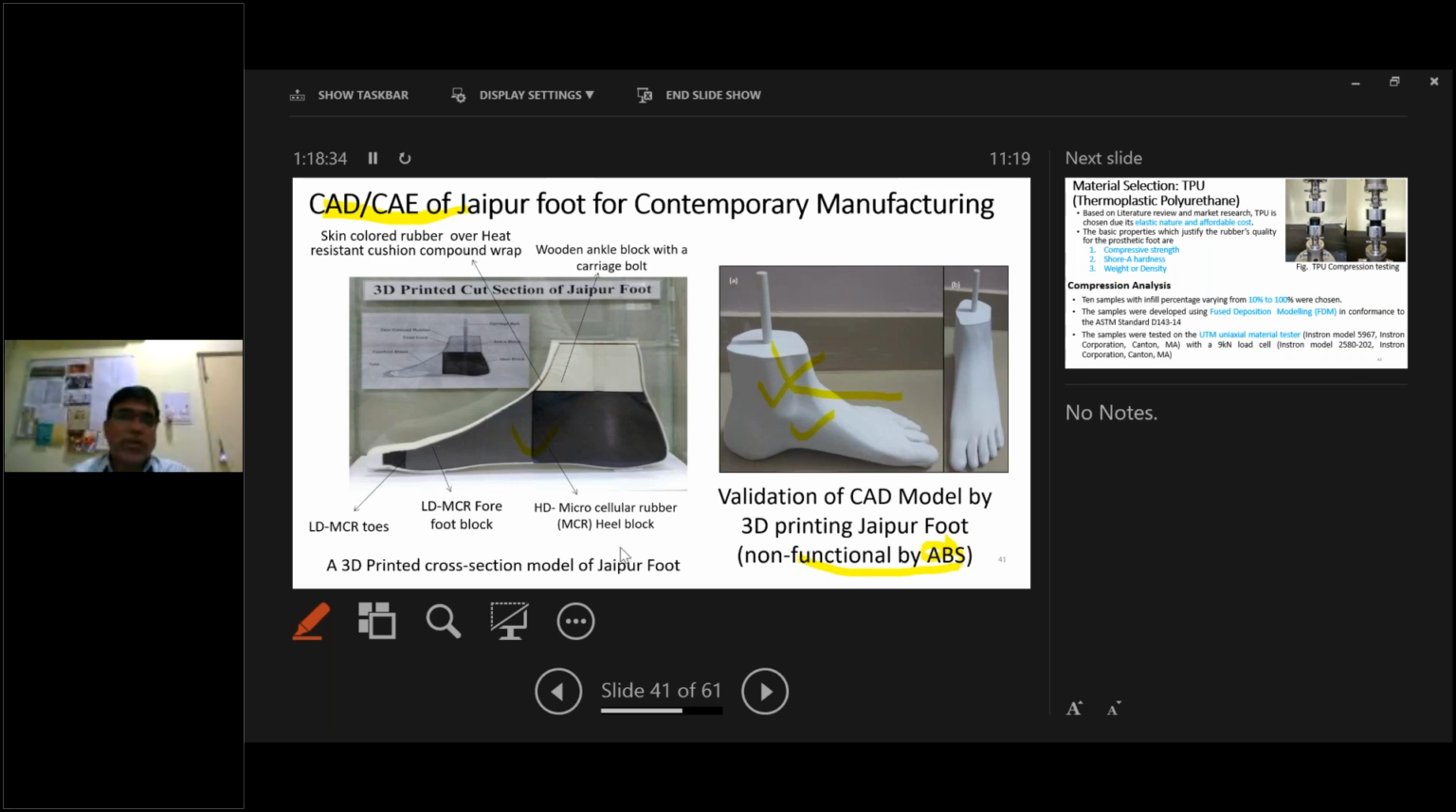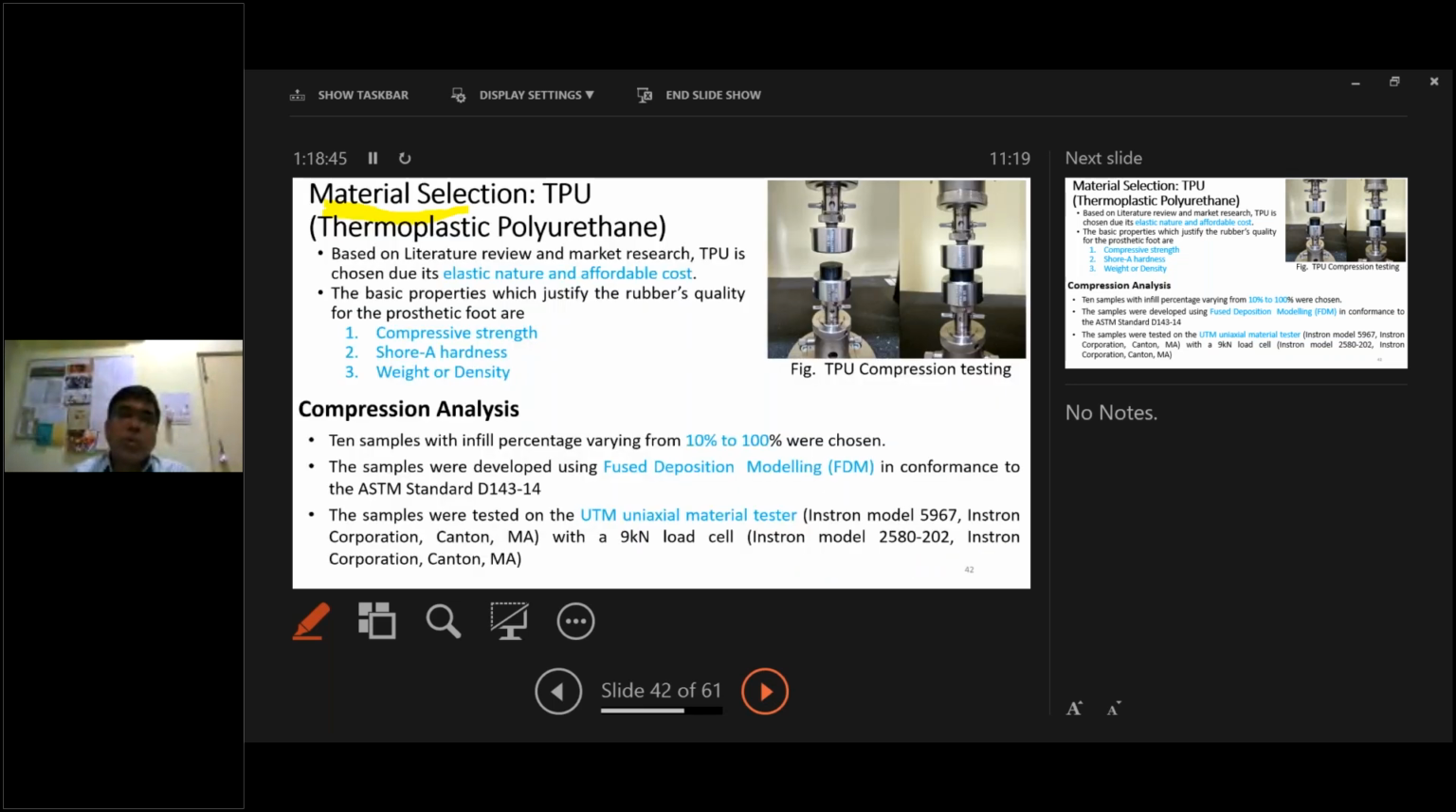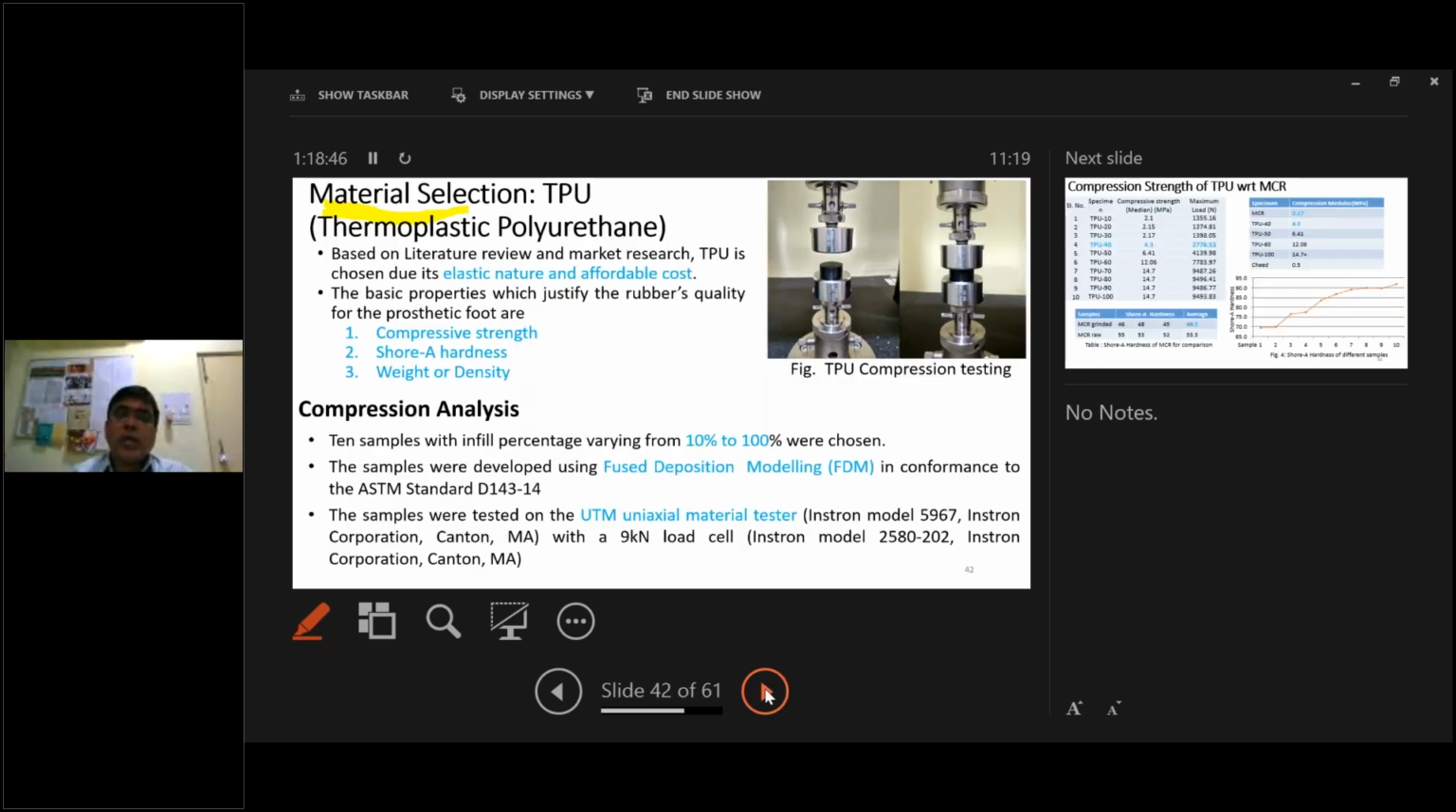Thank you. So here, what we are trying to do is model this and do additive manufacturing. Now let us move to the functionality part. For the functionality part, a new material like TPU. What is TPU? Thermoplastic polyurethane. Polyurethane, PU, is used in our footwear.